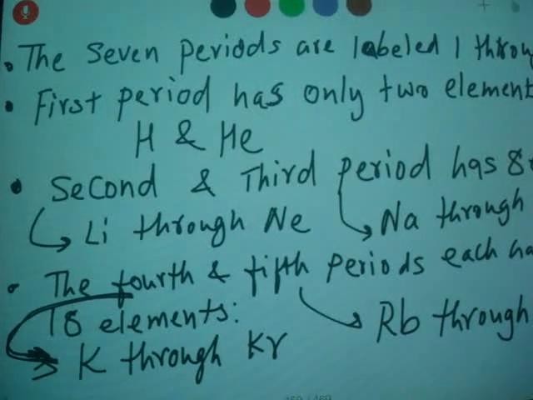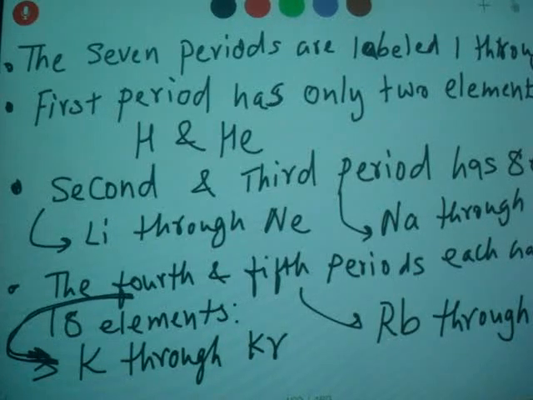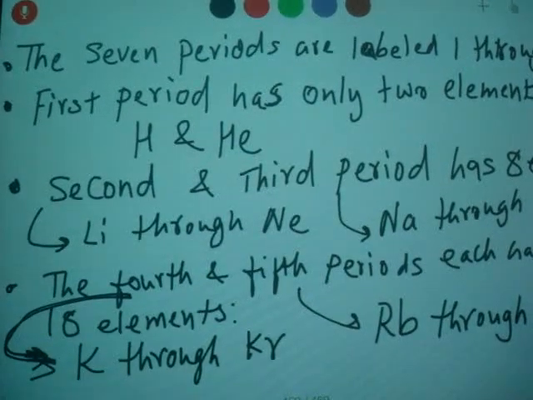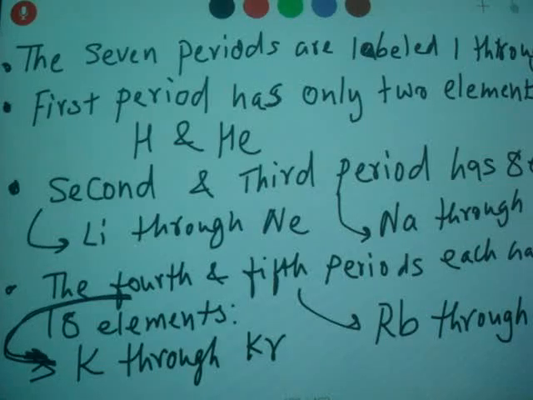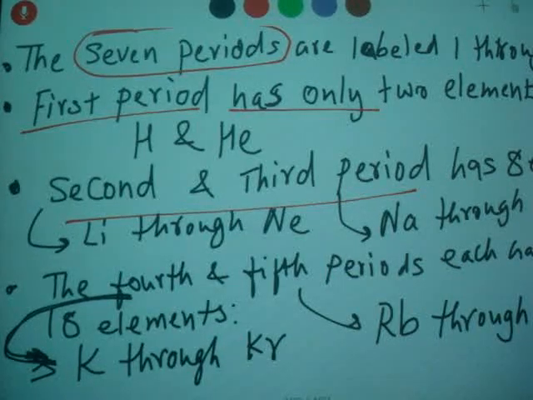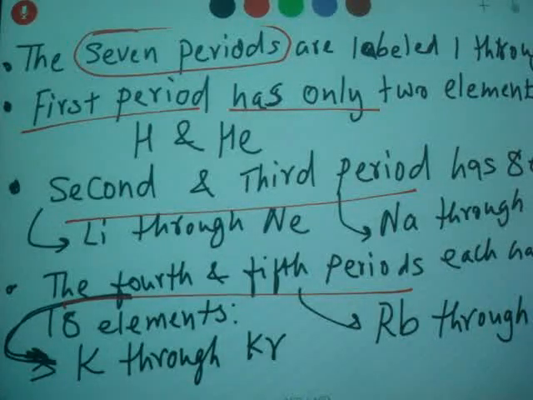Now we are going to talk about groups. There are several groups of the elements: representative groups, transition groups, and inner transition elements. We talked about the 7 periods and what the elements in those periods are. Now we are going to talk about grouping of the elements.